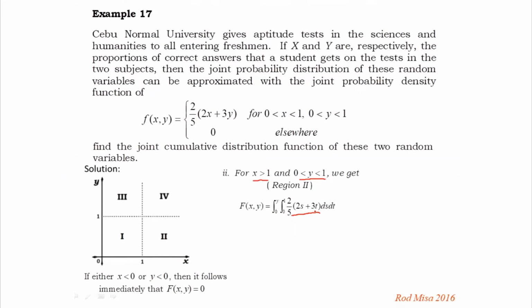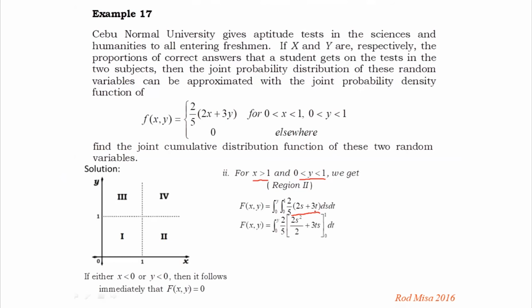And then integrating this one with respect to t, we have the limits of integration from 0 to y, since our y is from 0 to 1. So it's not full yet for all the y's. So it's running from 0 to 1. That's why our upper limit is y.